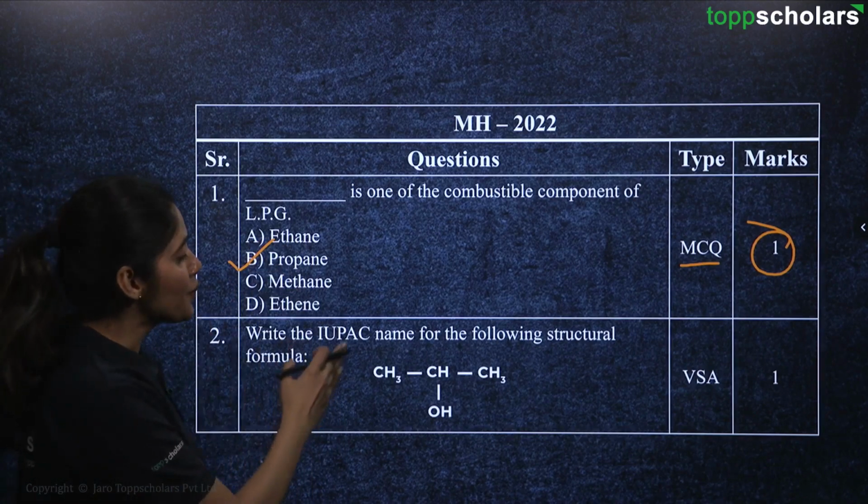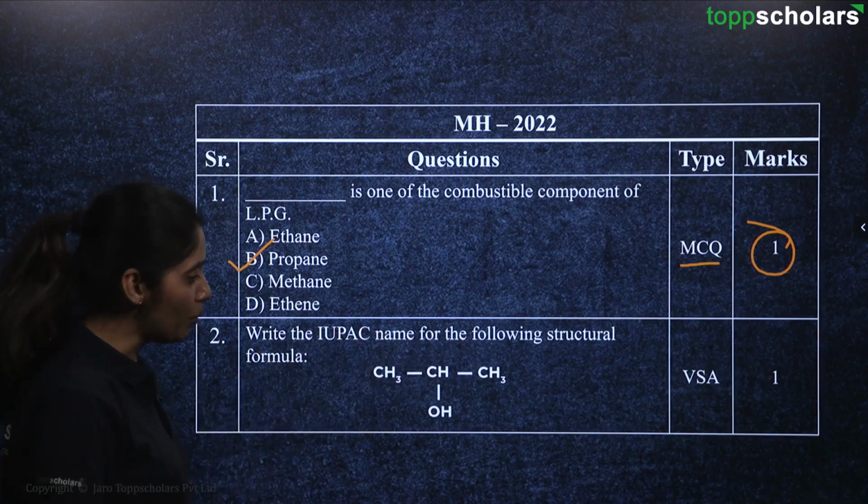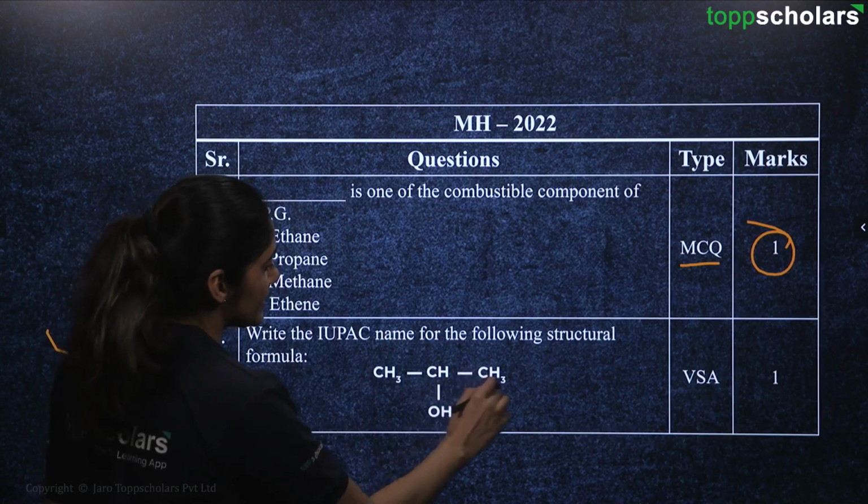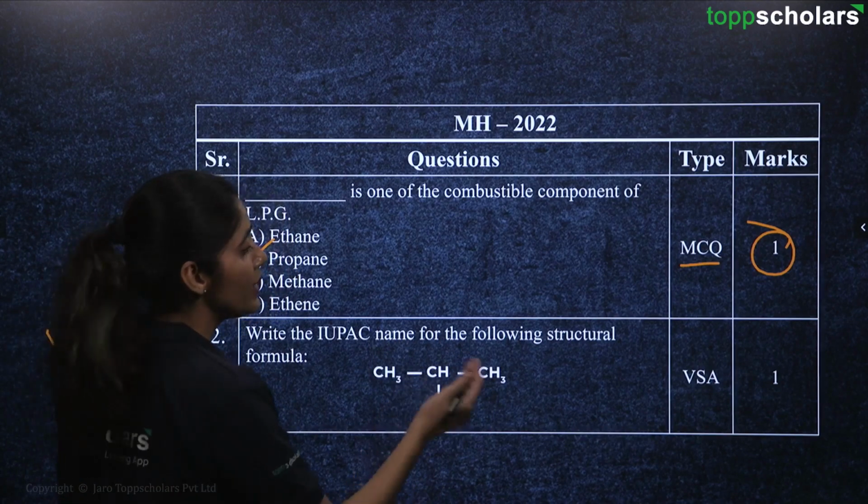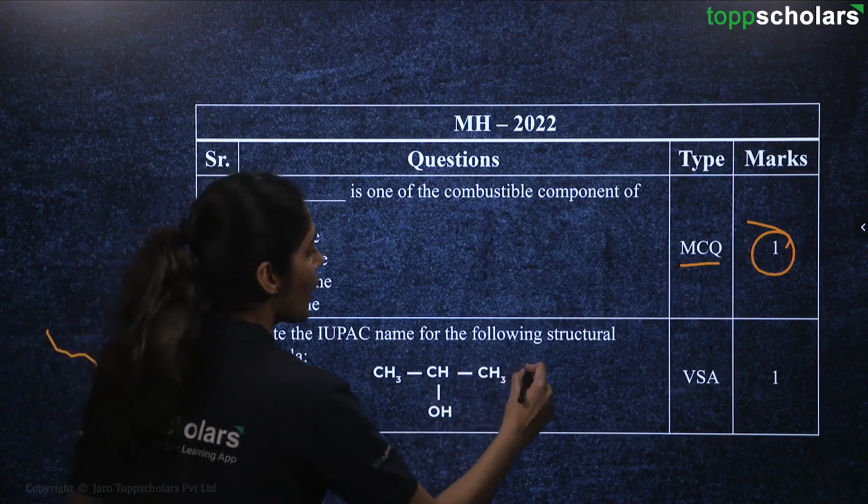Now write the IUPAC name for the following structural formula. Now we have the structural formula given here. As you can see, this is a 3-carbon compound. So for 3 carbon, what do we use? Prop.